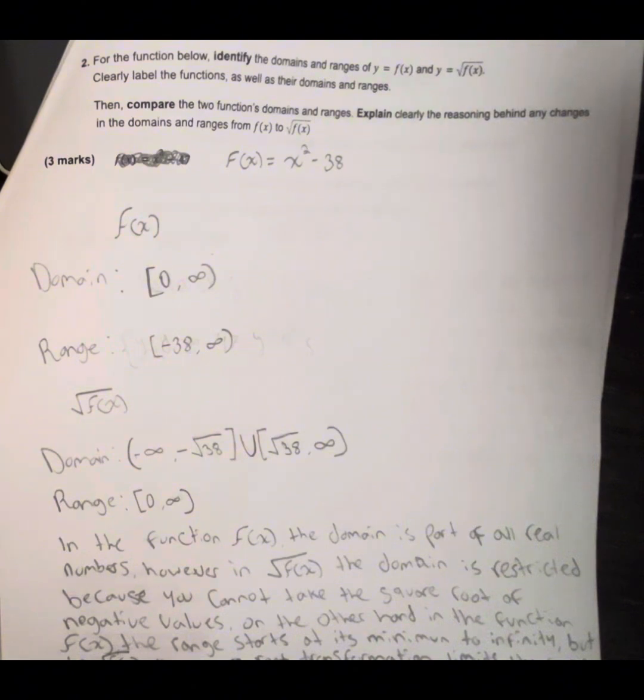So you can see in the function f of x, the domain is all real numbers. But in the square root of f of x, the domain is restricted because you can't take the square root of negative values. On the other hand, for the function f of x, the range starts at its minimum to infinity, but in the square root of f of x, the square root transformation changes the range.